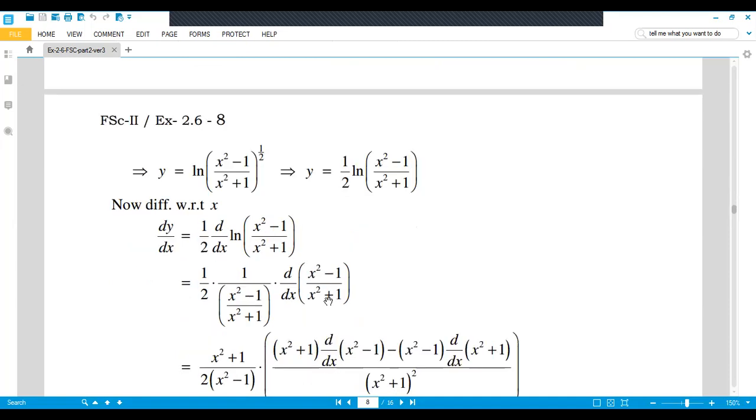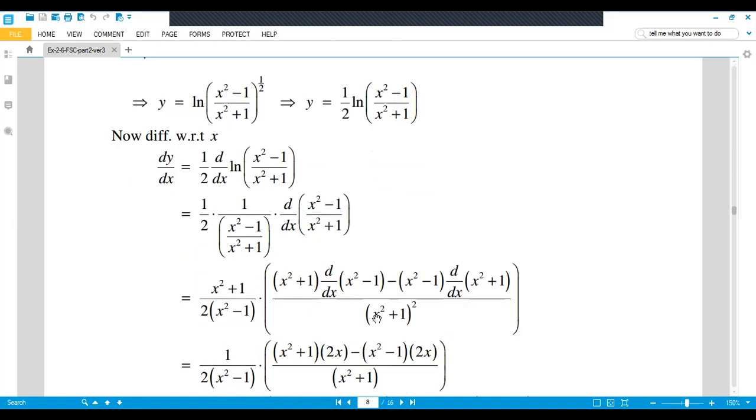So this is given in the form of a fraction. This one, x square plus 1, is in the denominator, it will come in the numerator, x square plus 1 divided by 2 into x square minus 1. Here you apply the quotient rule. So the quotient rule you apply, denominator square, denominator times the derivative of the numerator, minus numerator times the derivative of the denominator.